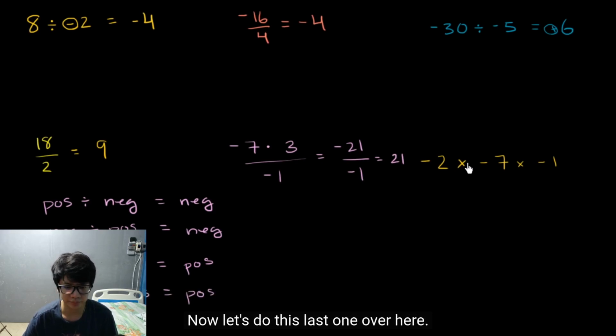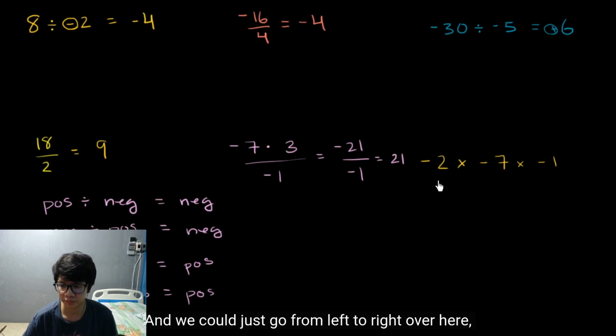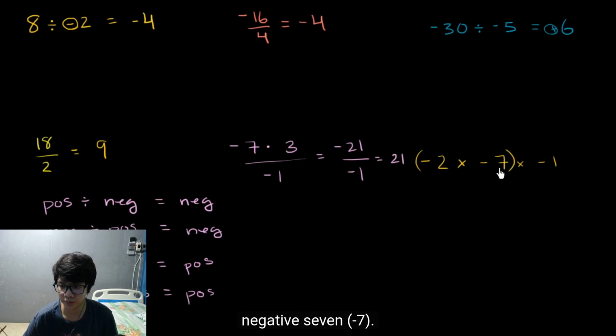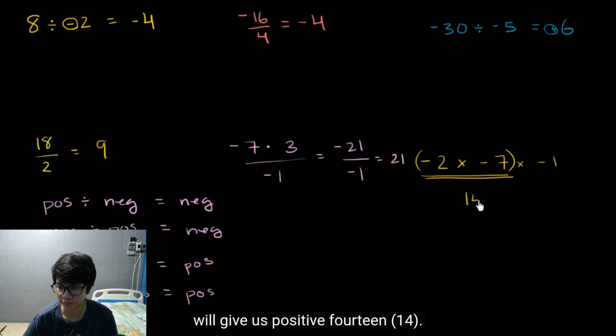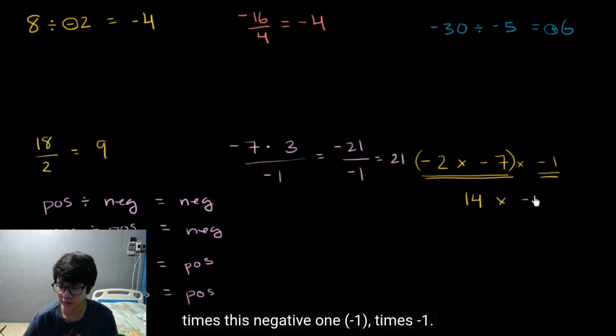Now let's do this last one over here. This actually is all multiplication, but it's interesting because we're multiplying three things, which we haven't done yet. We could just go from left to right, and first think about negative 2 times negative 7. They are both negative, the negatives cancel out, so this part right over here will give us positive 14. And so we're going to multiply the positive 14 times this negative 1. Now we have a positive times a negative. Exactly one of them is negative, so this is going to give me a negative answer. It's going to give me negative 14.